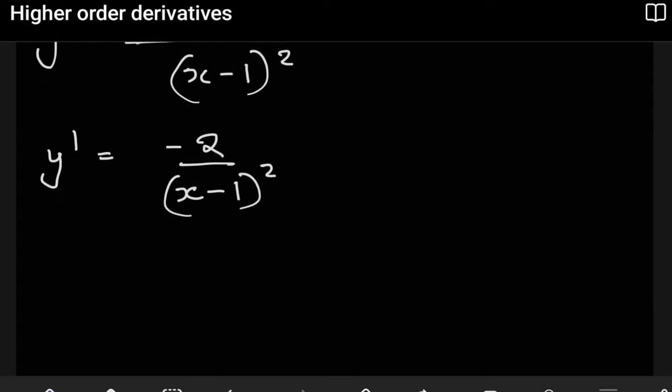Now I want a number of them. I want to get the second, third, and so on, so that we can try to predict the pattern.